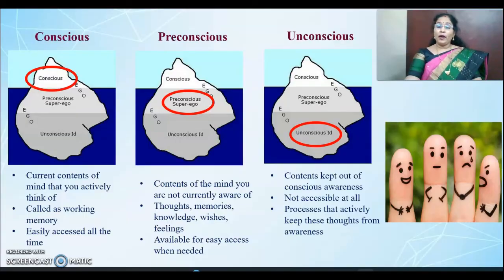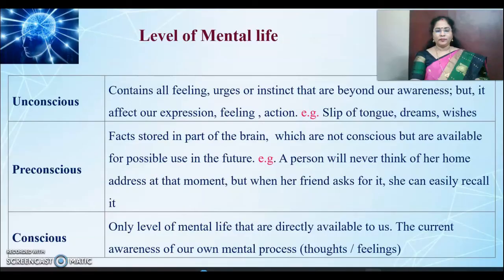For an example, what happened to you when you were 2 years old? What happened to you when you were 5 years old? Data may be there in you, that is the traces of memory you may have, but it is not accessible at all. We have to go for a proper procedure in order to put the person into deep sleep in order to retrieve all the data. So these are the processes that actively keep these thoughts from awareness.